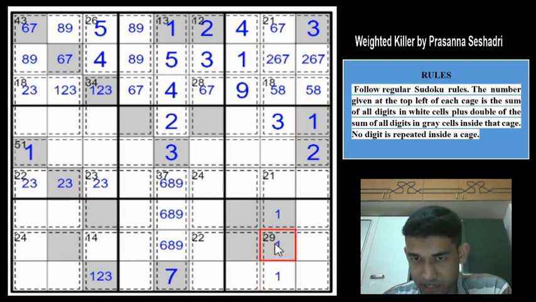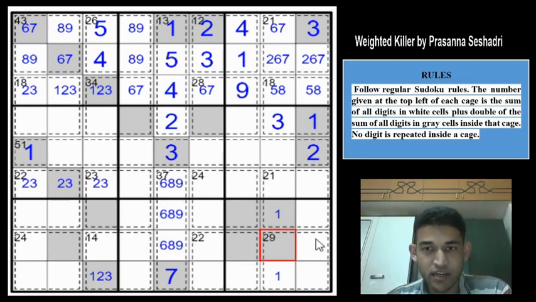Can we have a 1 here? It becomes 2 in value, and we need 27 from 3 cells. The maximum value from 3 cells will be 24, so you can't have a 1 there. But you can have a 1 here because this becomes double in value, right? So you can put an 8 or a 9 and then adjust the total accordingly. So let us leave that area for now. Let us continue focusing on this area.